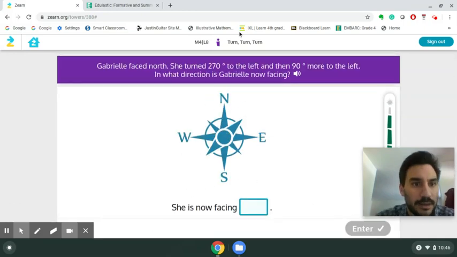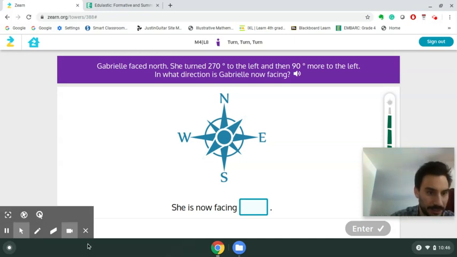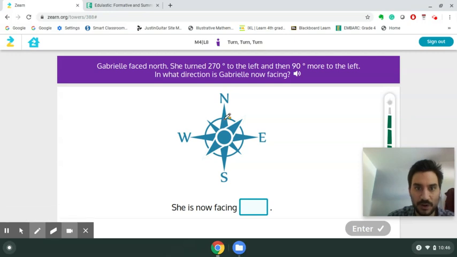All right. Gabrielle faced north. She turned 270 degrees to the left and 90 degrees more to the left. In what direction is Gabrielle now facing? All right, Gabrielle. We're going to make you orange. She starts by facing north. So she's looking in this direction. All right. She turns left. That's to our left.